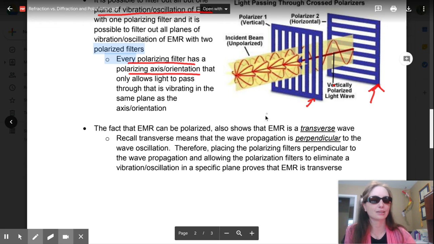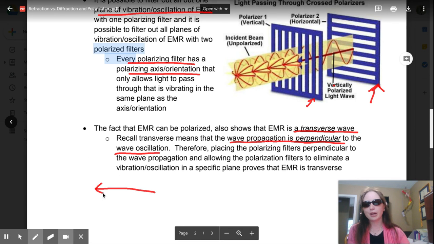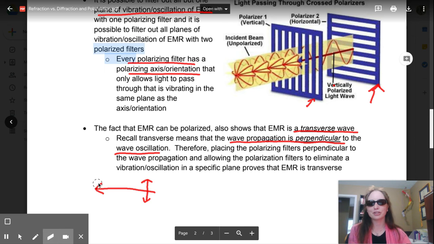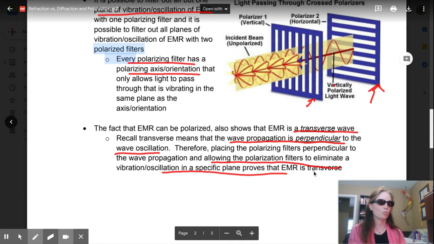So, ladies and gentlemen, this is evidence for EMR being a transverse wave. And the formal term, besides my awesome dance moves, is that the wave propagation is perpendicular to wave oscillation. Okay, so the wave is going this way and it is vibrating up and down like that. So you've got a nice perpendicular set of information there. Okay, so ladies and gentlemen, polarizing filters can eliminate one of them being transverse. Whereas if it was longitudinal, it wouldn't filter out wavelengths.